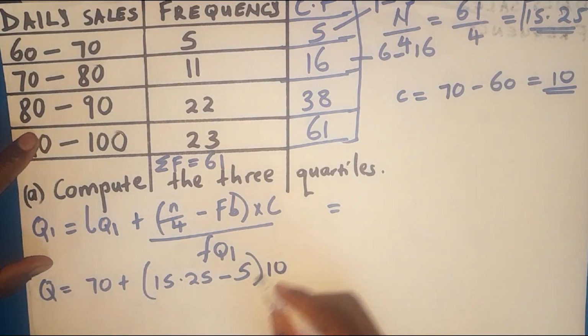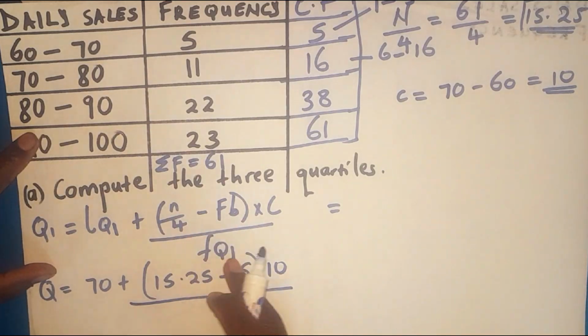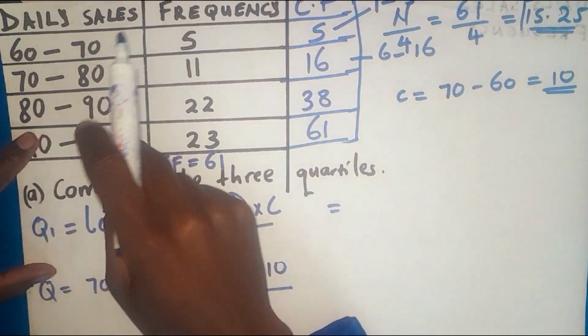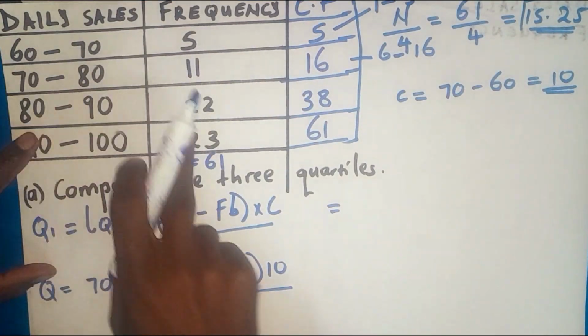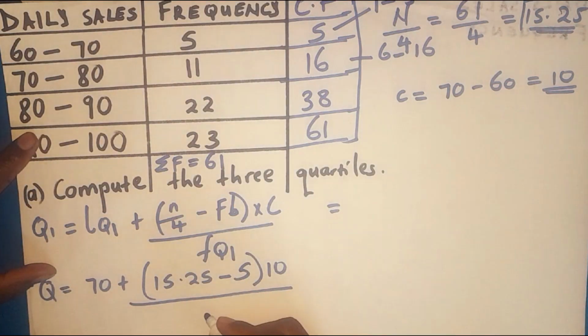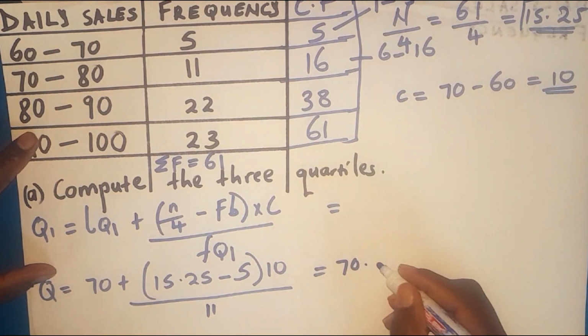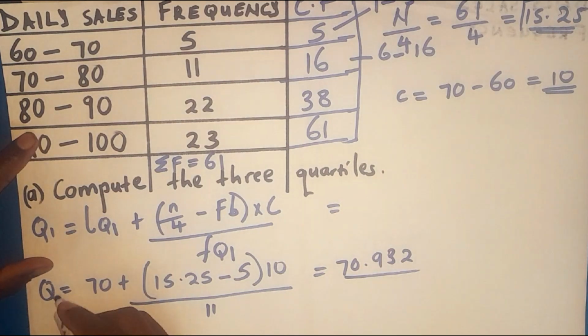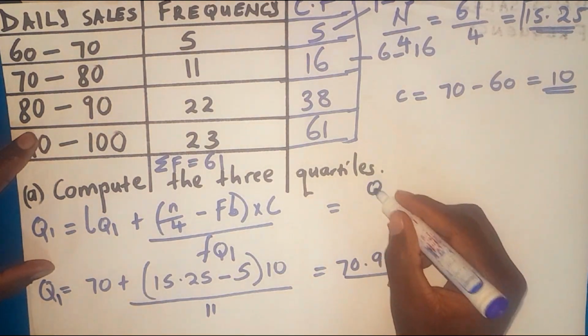So we're going to say 10 here over fq1, where fq1 represents the frequency in the first quartile class, which is 11. So we're going to say over 11, which is equal to 70.932.